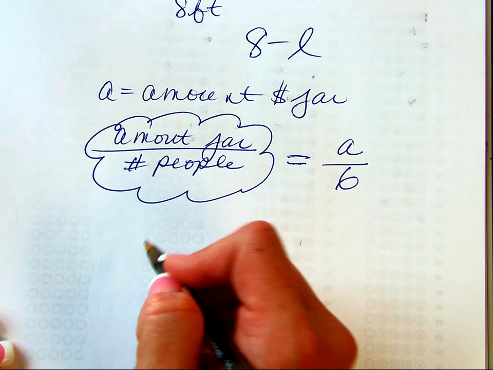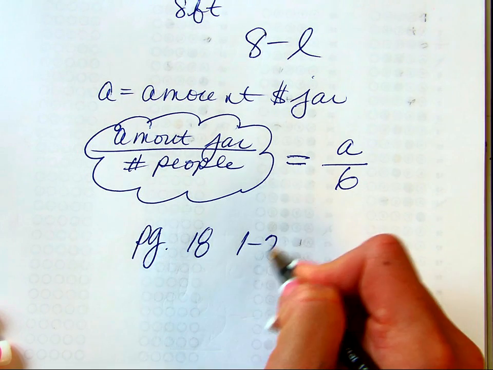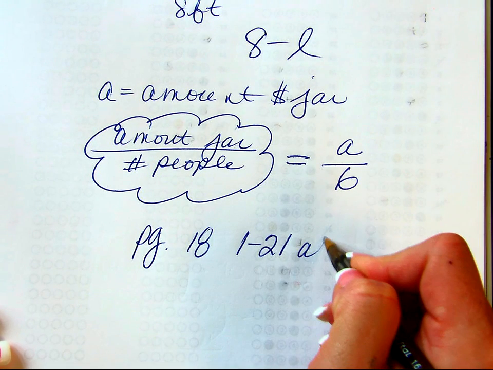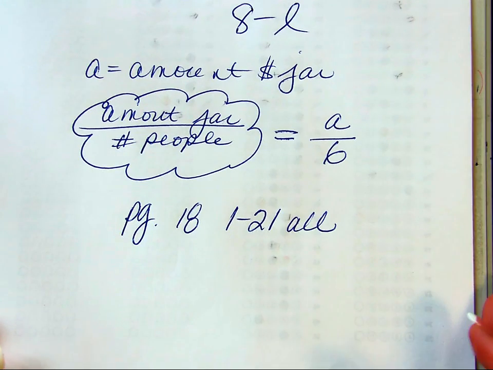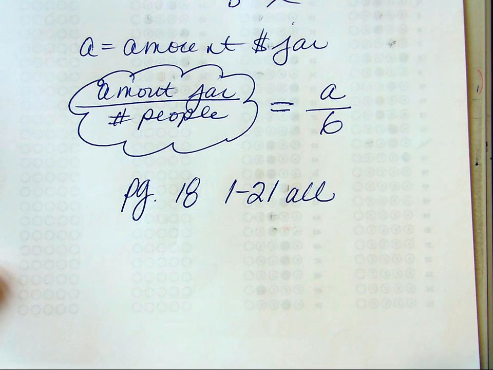Okay, we're going to buzz through a few of these. On page 18, you're going to go 1 through 21, except today you're going to go all instead of odds, just because you can pretty much fly through them. Still check your odds to make sure you're doing it right. And we'll check this over on Monday. Deal? Okay. You're all set.